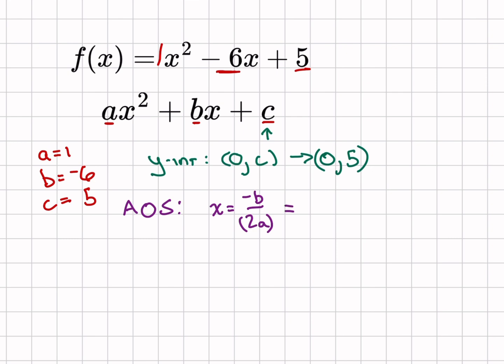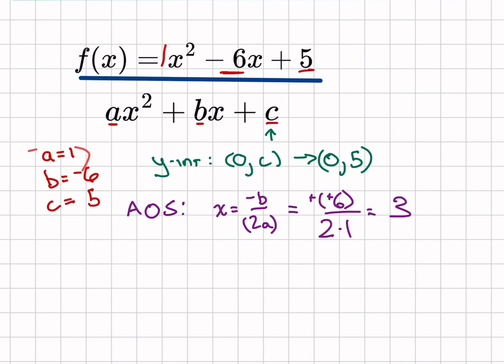But for this equation, our b value is -6. So our -b, -(-6), is just going to be a +6. Our a value is 1, so it's just going to be 2 times 1. When we simplify that, it will give us 3. So this is the x value of our vertex.